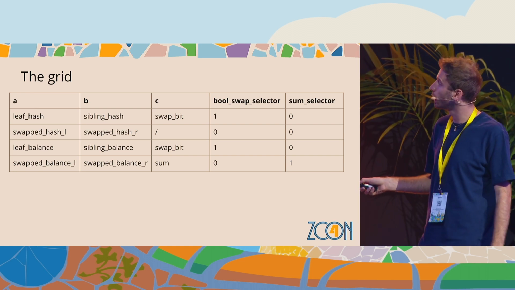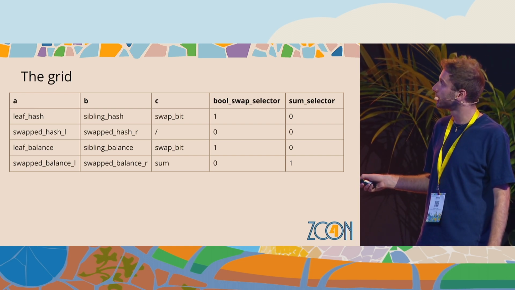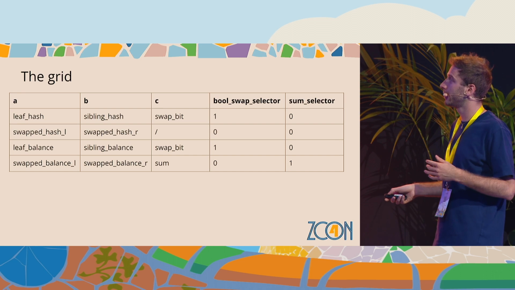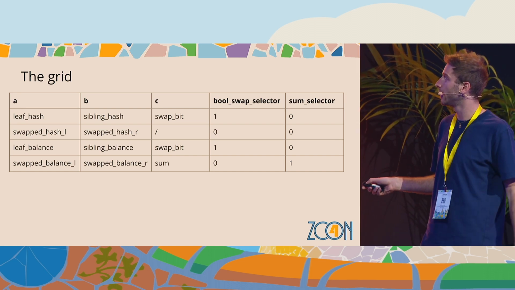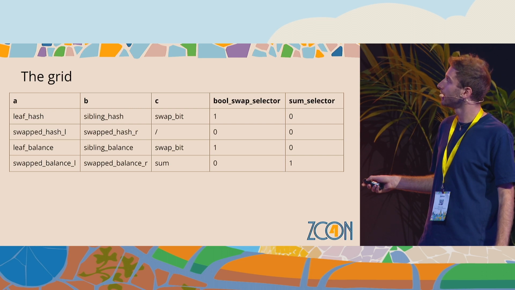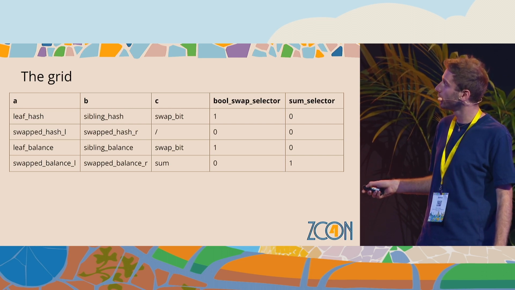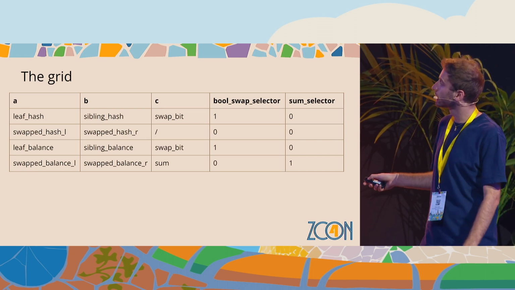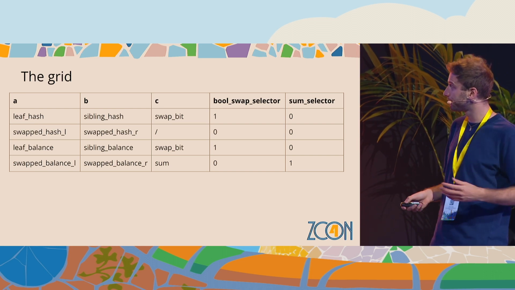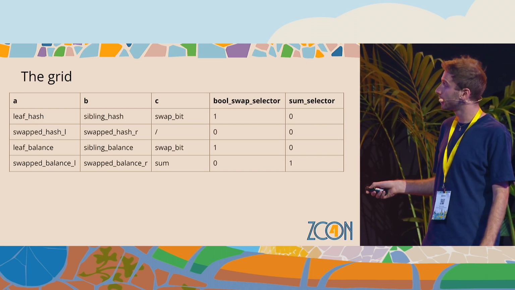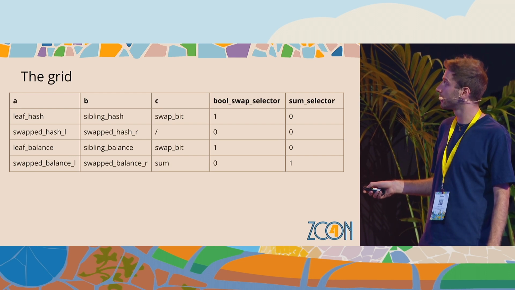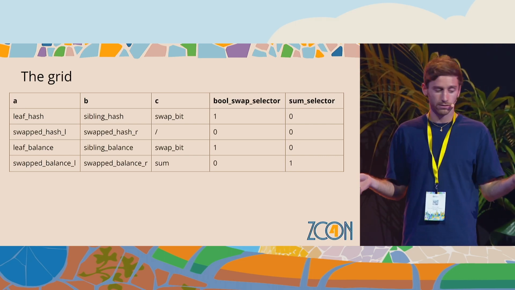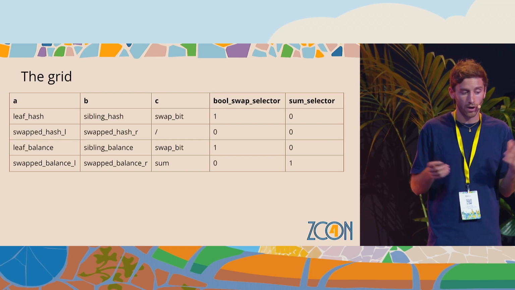So on row 1, we simply swap these two according to the swap bit. On row 2, we place the balances. So we place the leaf balance, the sibling balance, and again, we have this swap bit that tells us if we need to swap them or keep them in this order. And if you see, there's also something more on row 3, which is the sum. So we also need to consider the sum between the swap balance left and the swap balance right. So now, this is how we design the grid. You can decide to design it however you like.